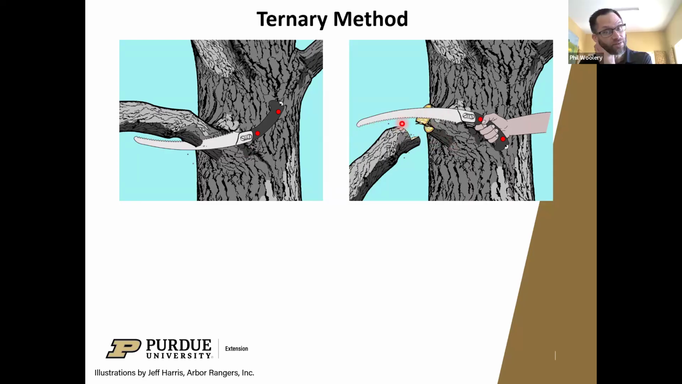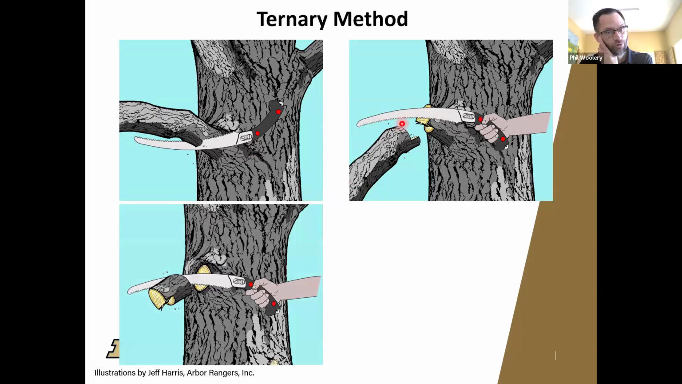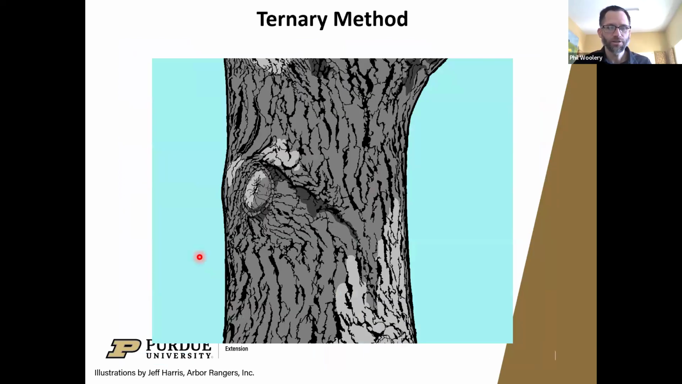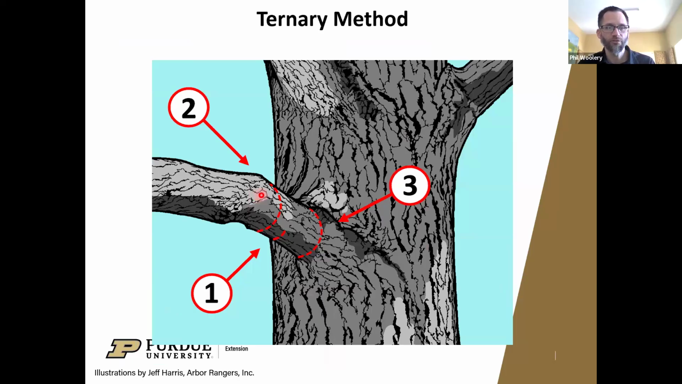So that's important. Then we come back with the third one, and we've removed all that weight on that branch. This is what I call the cleanup cut. Here we do our final cut right outside that branch collar. So that's what we get, and it will be much better for healing over and sealing. So again, we've got our first cut from the bottom. We move out and start cutting from the top, and then the third cut is that cleanup cut.